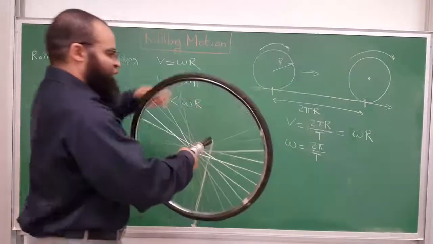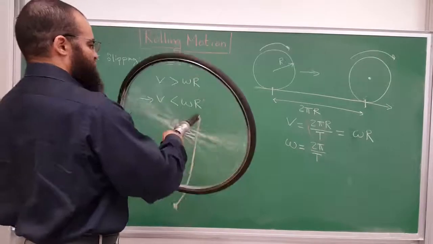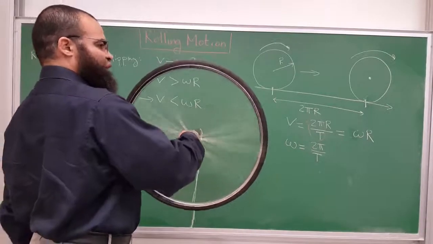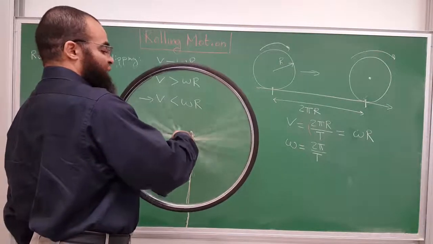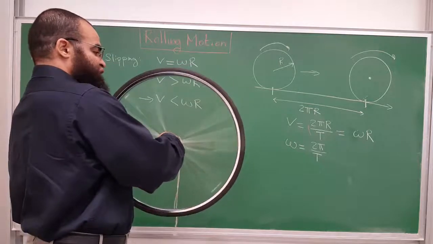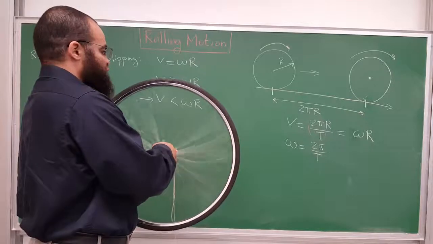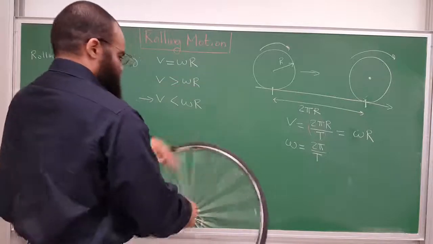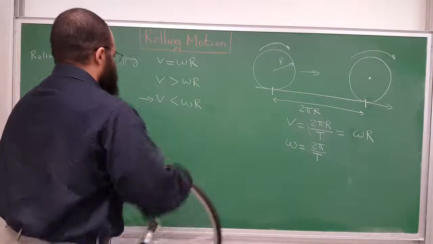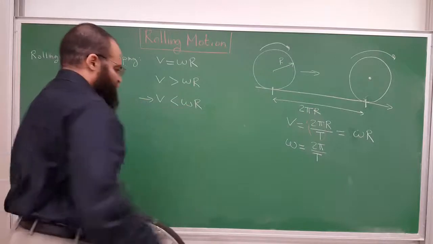The mechanic lifts the car and makes the car roll. What's the speed of the car? Well, the car is not moving at all. The wheels are spinning, but the car is not changing position, so its velocity is equal to 0. So in that case, omega R is not 0, but V is, so V is less than omega R.